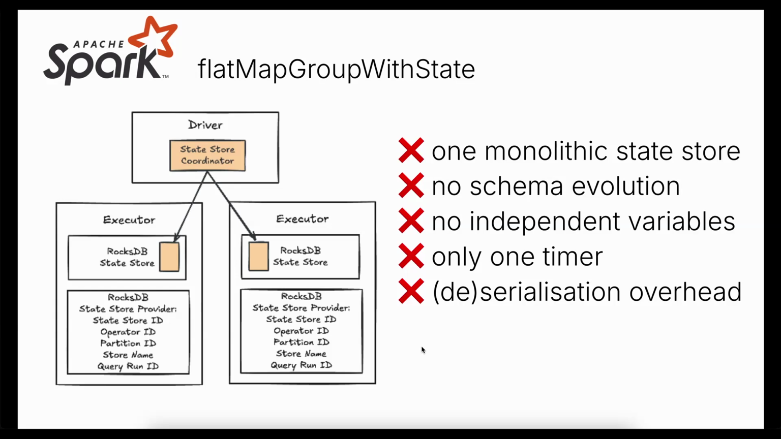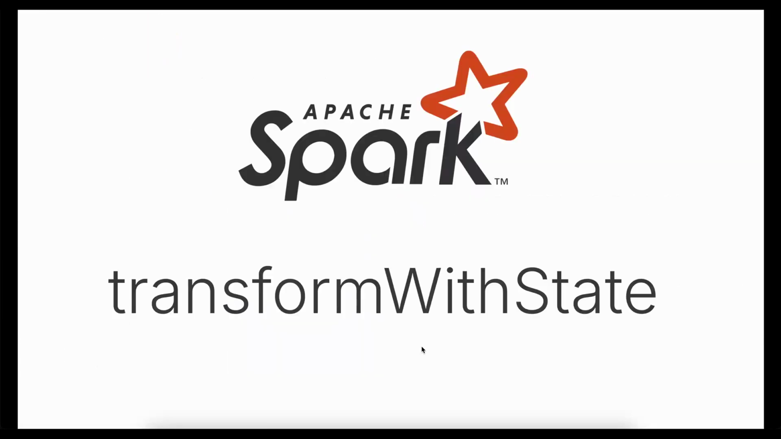So developers faced a maze of workarounds. Debuggability was different, and the performance was not on par with some of the competing frameworks out there. So thankfully, we decided to build transformWithState. With transformWithState, which was introduced in Spark 4.0, many of the challenges we talked about earlier were resolved, right? And it's already in production.